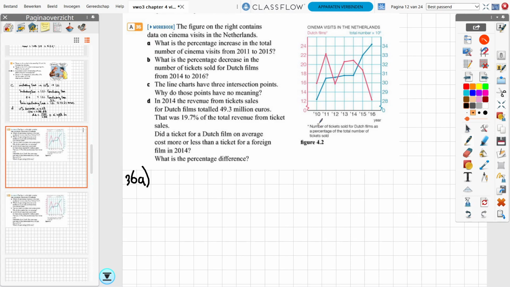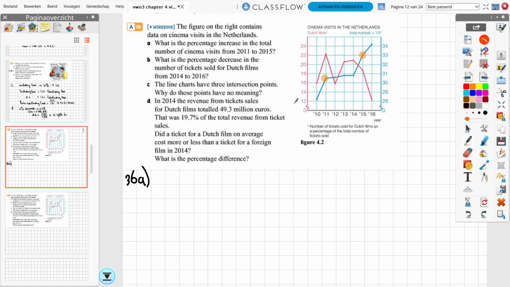What is the percentage increase in the total number of cinema visits from 2011 to 2015? Okay. Total number, so I can totally ignore the red line. In 2015, that's right here, right? To 2011, that's right here. And this is just a new minus old over old situation.